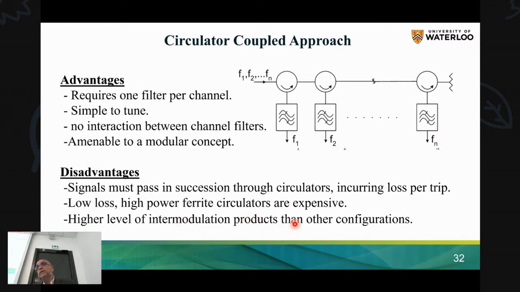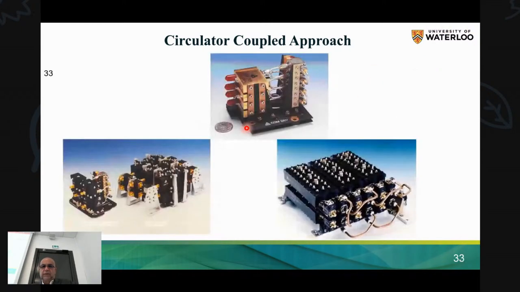The problem as well is that we use ferrite. Ferrite is sometimes an issue for PIM, and there are issues with operating them at high power. But for the input side, this type of multiplexer is used a lot. You can see examples here.